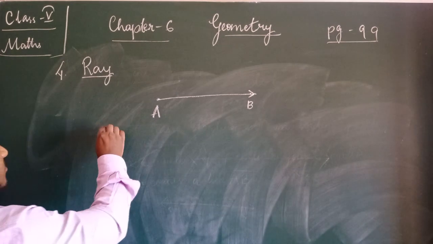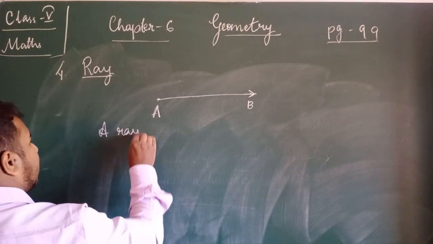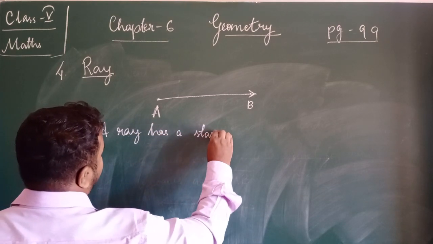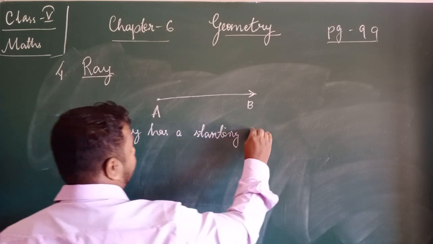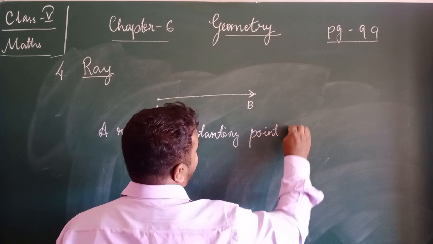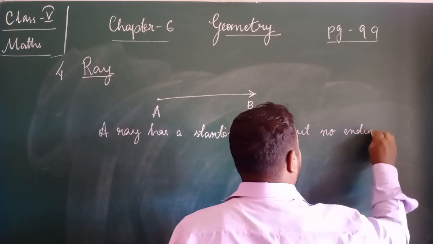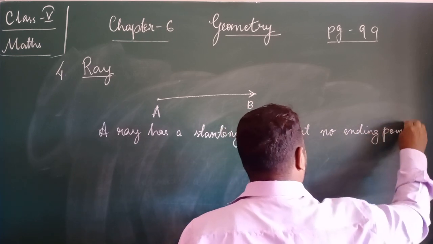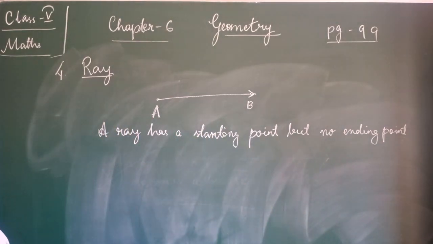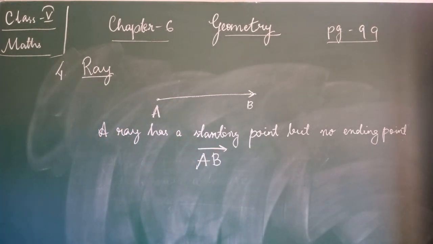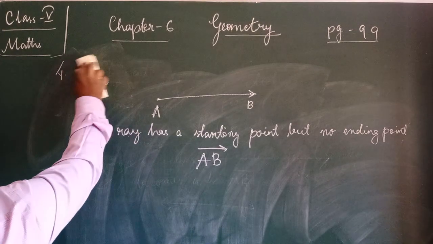So you write down, a ray has a starting point but no ending point. A ray has a starting point but no ending point. So how we will write here? We will write here AB as a ray. Okay? AB as a ray. Understood all of you? Then, fifth one.